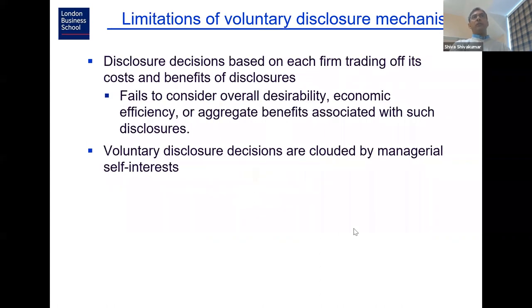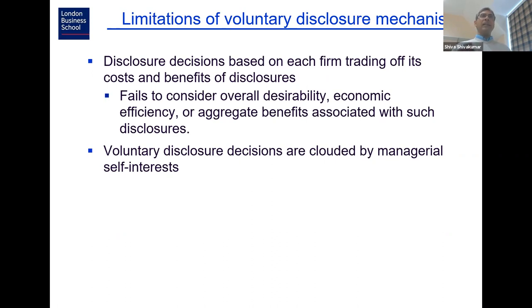The other approach to providing disclosures or enticing disclosures out of firms is to ask the firms to voluntarily provide that information. And in the case of a voluntary disclosure mechanism, it's going to be dependent on the firm's trading off their cost of providing such disclosures against the benefits of providing the disclosures. It doesn't consider the overall desirability of providing that information. Firms are not going to consider, is it economically beneficial for everybody to have this disclosure? It's much more about what are my private costs versus what are my private benefits. And it's restricted to that specific trade-off.